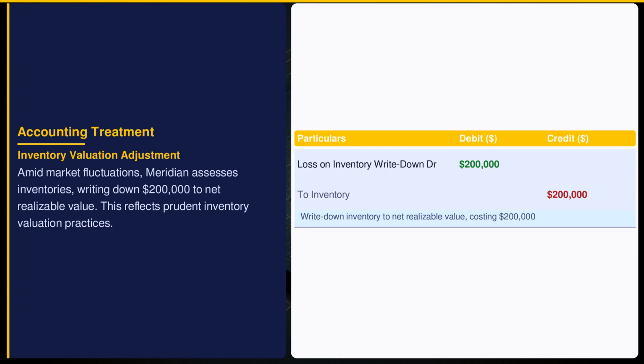Valuation write-downs under International Financial Reporting Standards, U.S. Generally Accepted Accounting Principles, and Indian Accounting Standard ensure inventories aren't overstated. By adjusting to net realizable value, Meridian protects future profits from inflated asset valuations. This conservative approach reflects current market realities, safeguarding the balance sheet integrity.